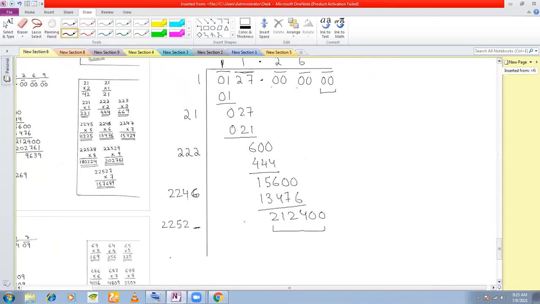So if you insert a 9 here, you get 22529 into 9. You multiply this, you get 2,02,761, which is less than 2,12,000. But still the difference is too much, right? So we try another one. Beyond 9 we cannot go, so we try with 8.